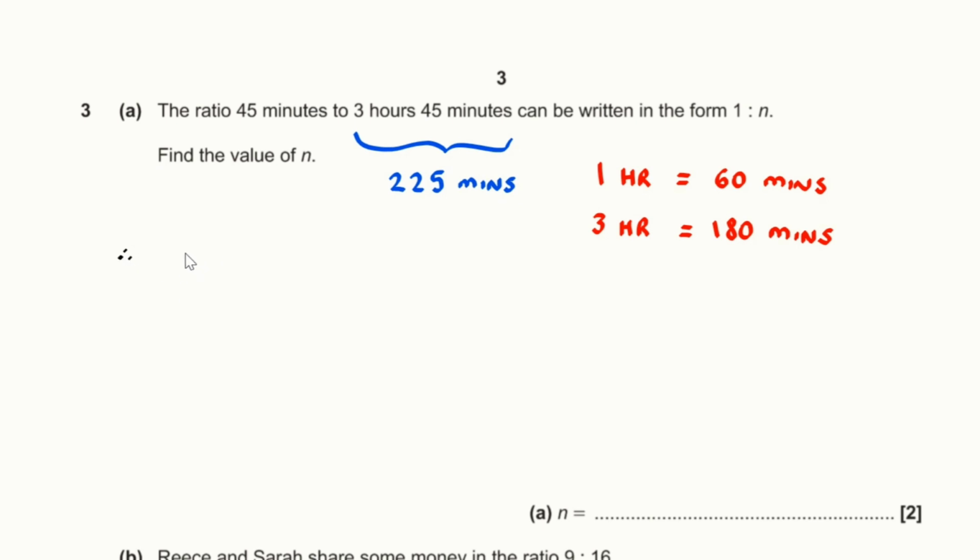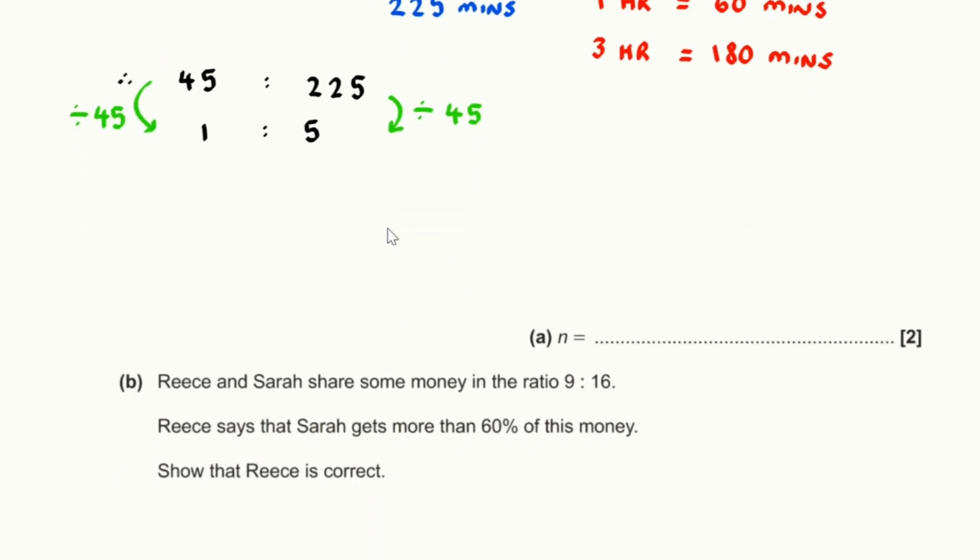And so therefore, we need to express the ratio 45 to 225 in the form 1 to n. So, from 45 to the 1, we divide by 45, and 225 divided by 45, we end up with 5. So, the value of n is equal to 5.